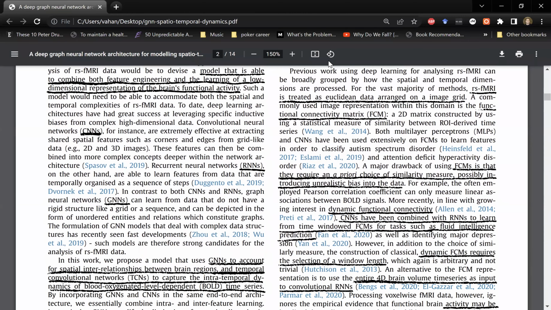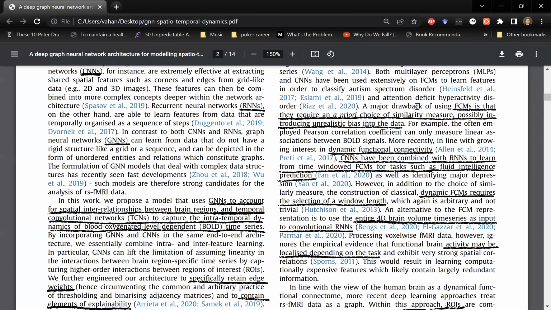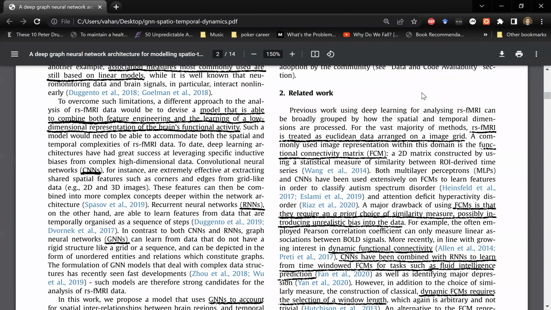Sorry, quick question. Just to double check, the data is snapshots of the same graph taken at different time steps, like at different times. Is that what the data is? Yes, I think so, yeah.